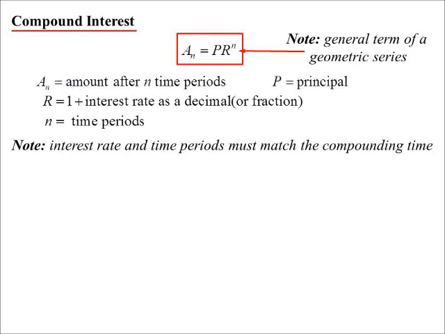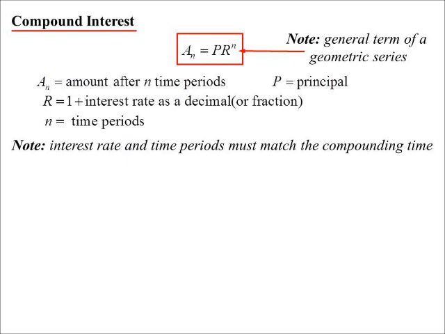P, again, is the principal. Now R is 1 plus the interest rate. So not just the interest rate. Again, decimal or fraction, up to you. And n is the number of time periods. But for this formula, it's important that we make sure they match, because how often it compounds is very important. It's got to match that.